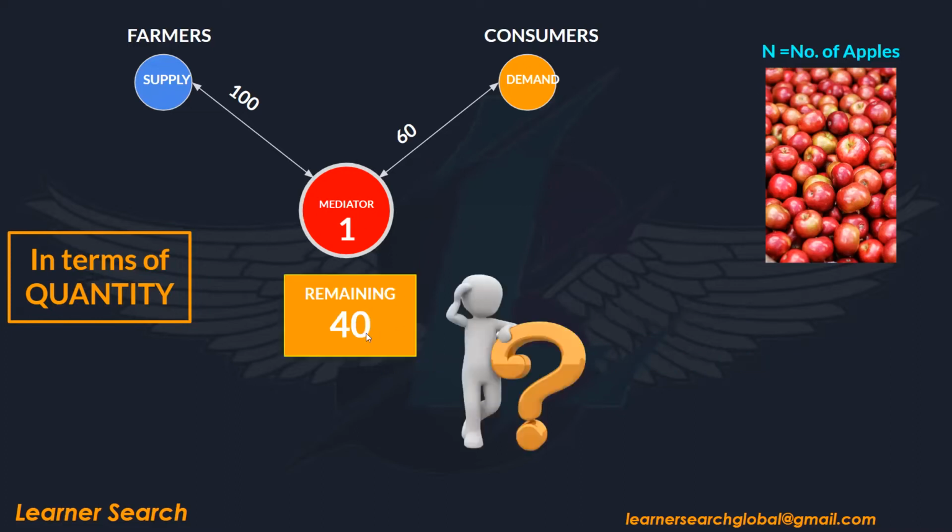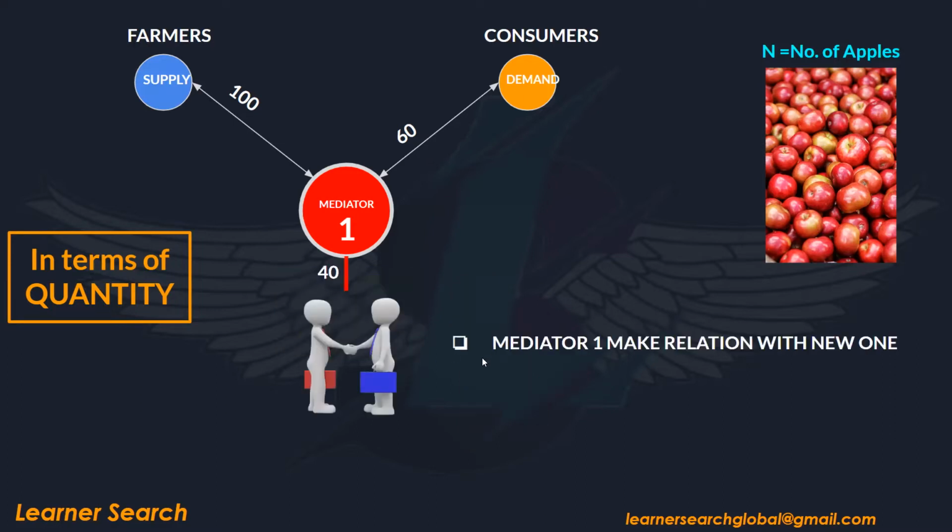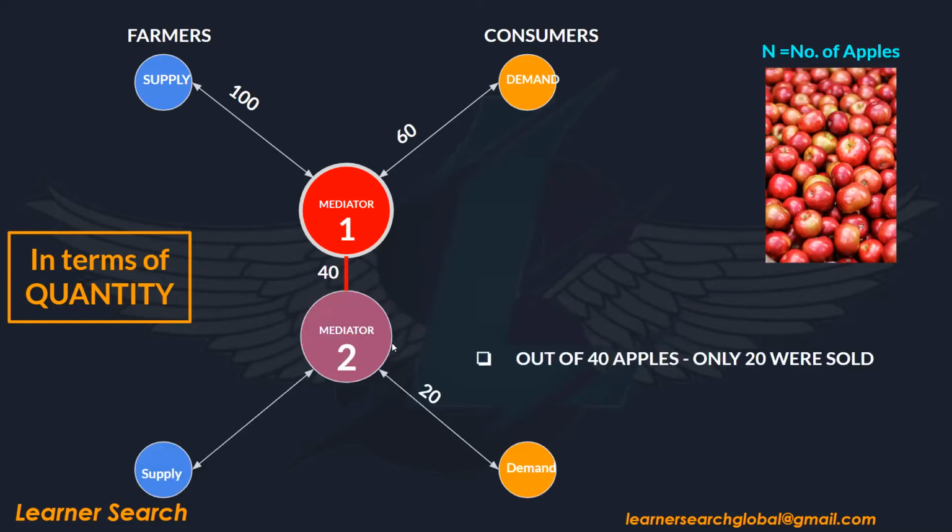Now what he does, he can reach out to the other mediator. So mediator one makes a relationship with a new one. That new one is mediator two. So mediator two, out of 40 apples, there is a demand for only 20 apples. Let's assume there is a demand for only 20 apples. Even mediator two has a supplier as well as demand, supply and demand. So out of 40, he is able to sell only 20.